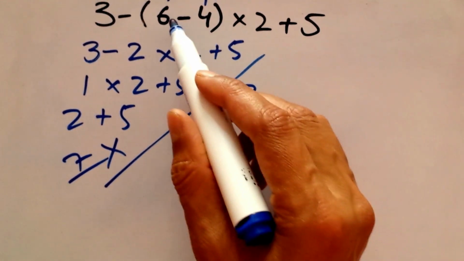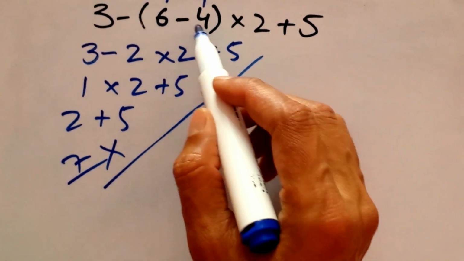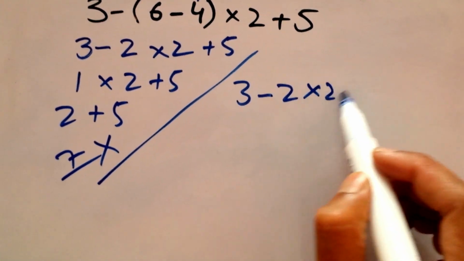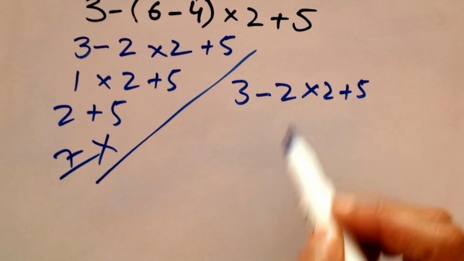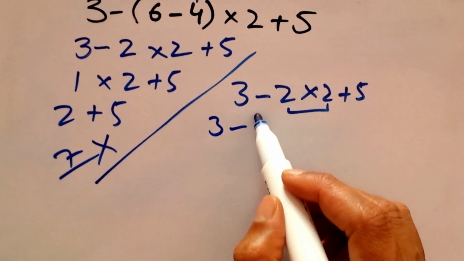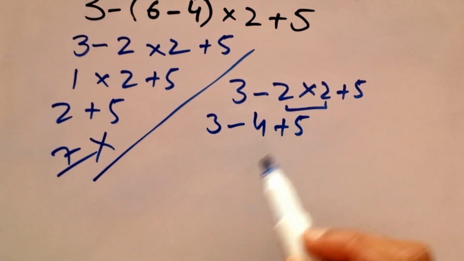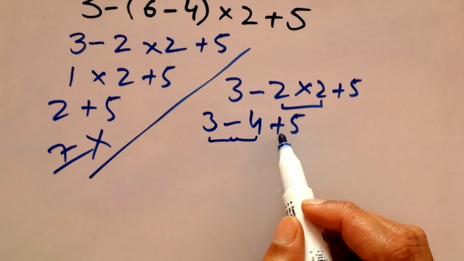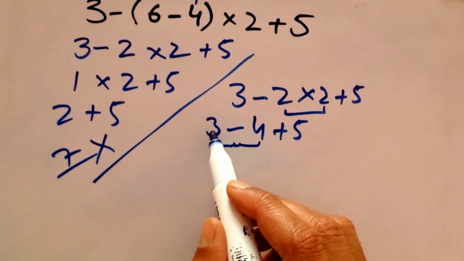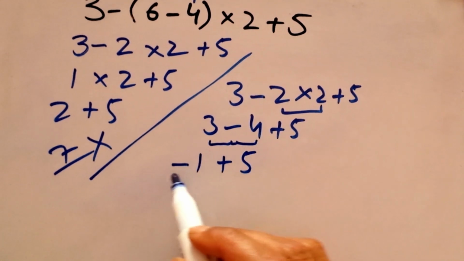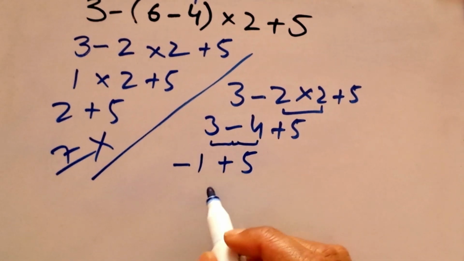6 minus 4 equals 2, and times 2, and plus 5. Now multiply first. So 3 minus 2 times 2 equals 4, and plus 5. Now subtraction, then addition, right? So 3 minus 4 equals minus 1, plus 5. And minus 1 plus 5 equals 6.